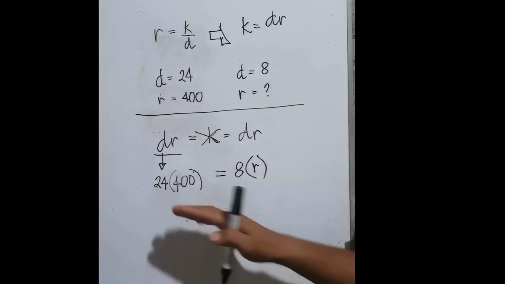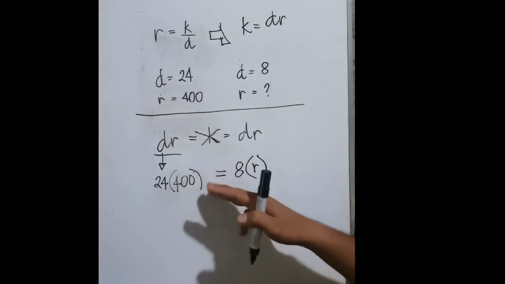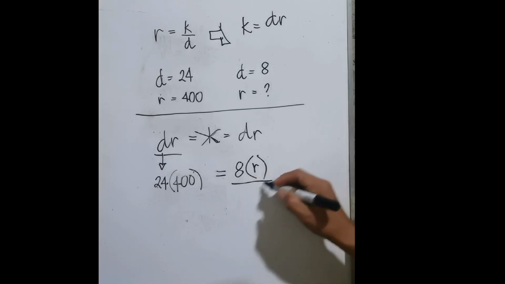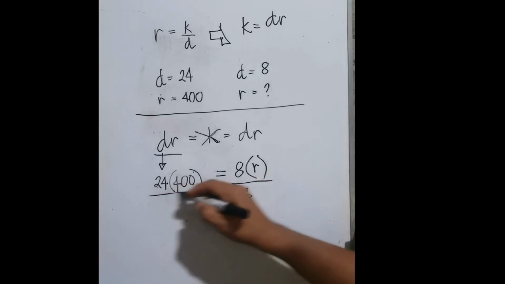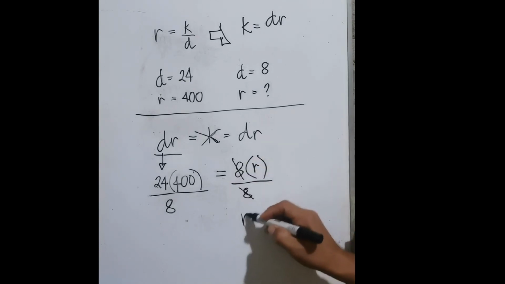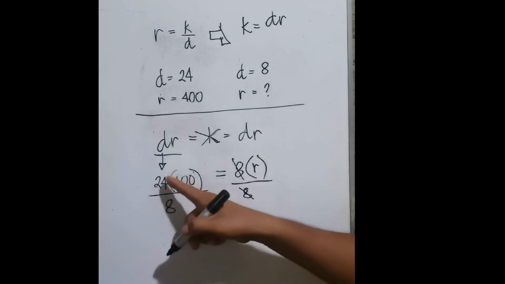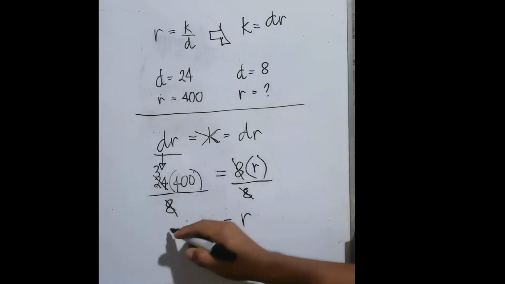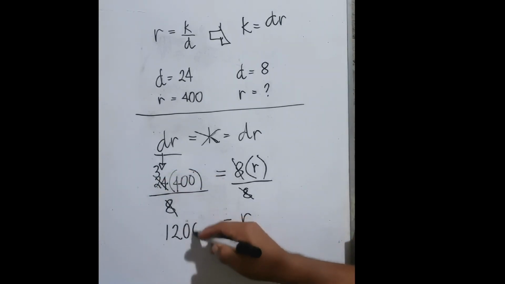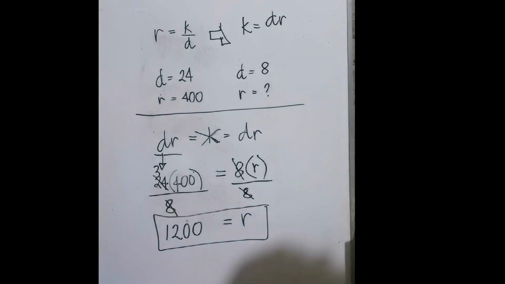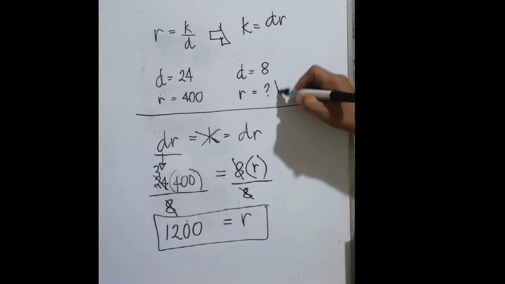So we have 24 times 400 equals 8 times r. To solve for r, we divide both sides by 8. So this is 1. We have r equals 24 divided by 8, that is 3, times 400 is 1,200. So that means the revolutions per minute of the smaller pulley is 1,200.